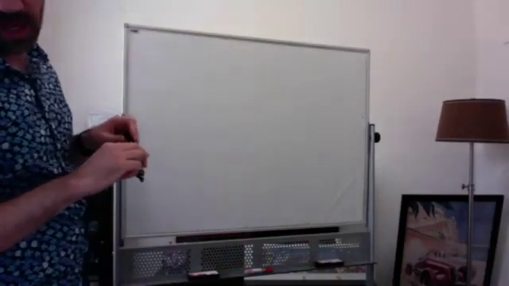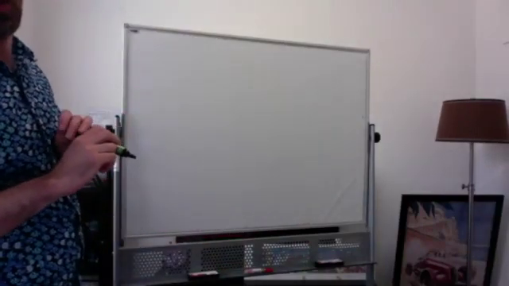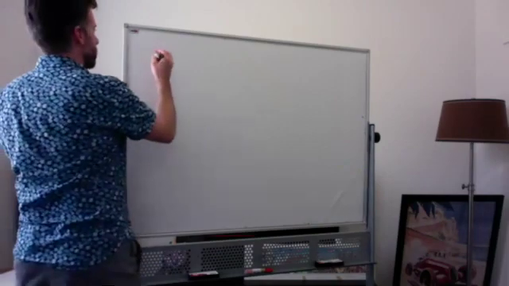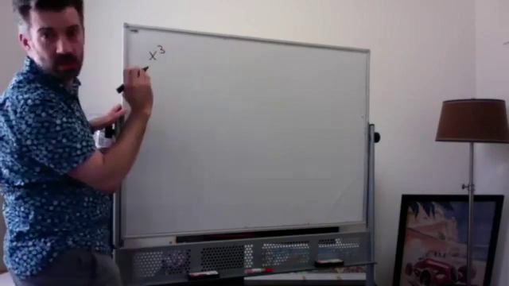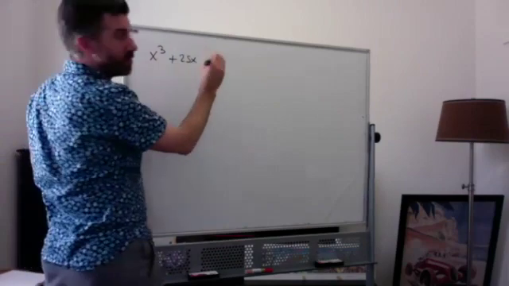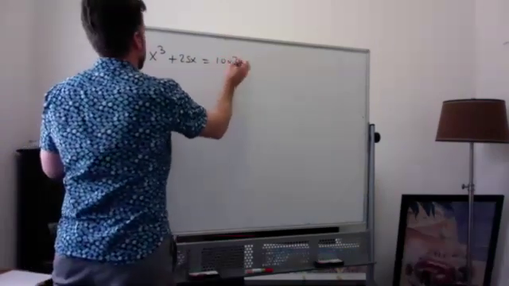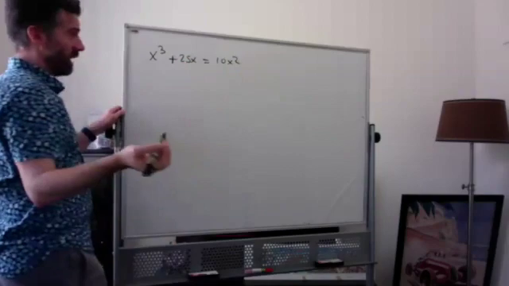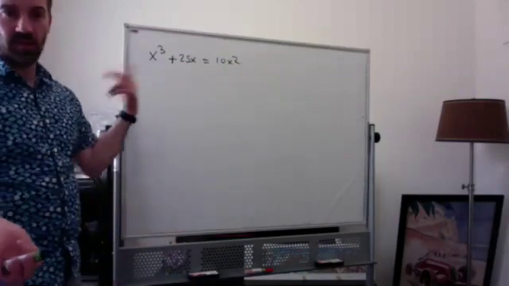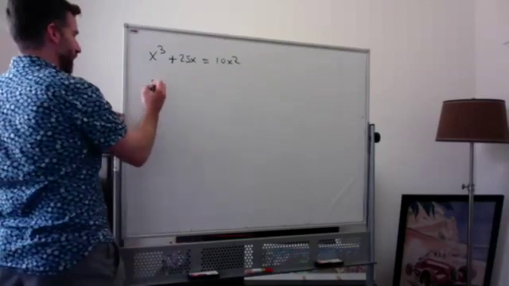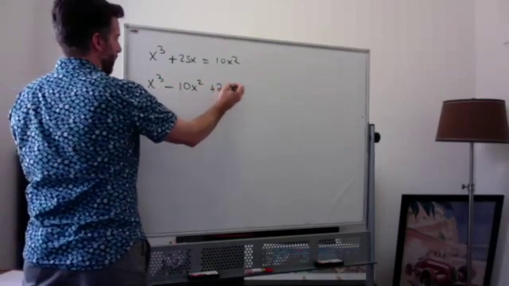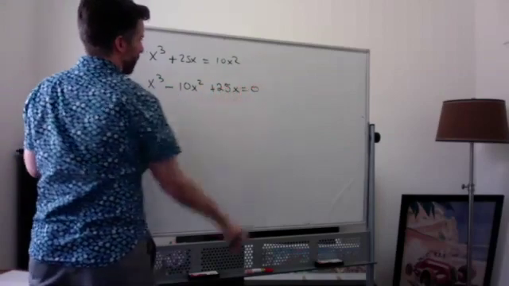So let's look at problem 9. Solve the following equations either by factoring or by using the quadratic equation. So the first one is x cubed plus 25x equal to 10x squared. So as usual, we should bring everything to one side, and write it in the order of decreasing powers. So I'm going to write this as x cubed minus 10x squared plus 25x equal to 0.